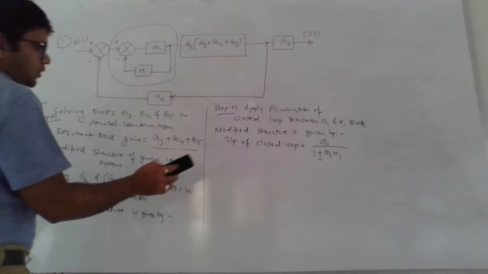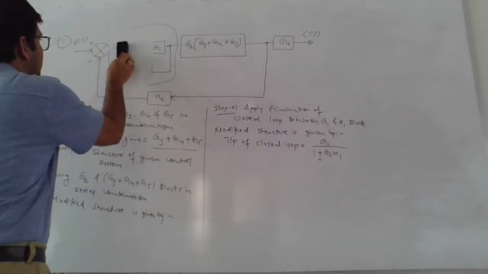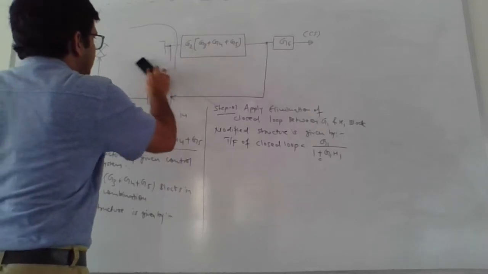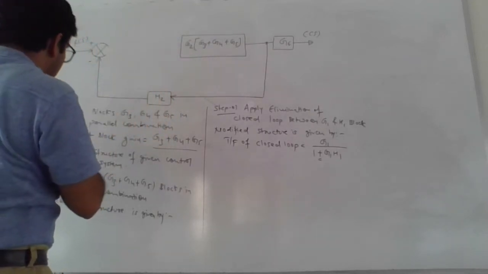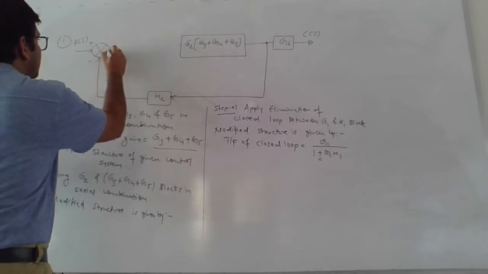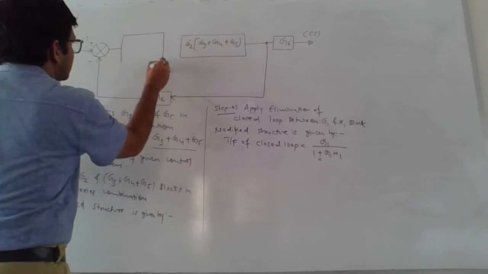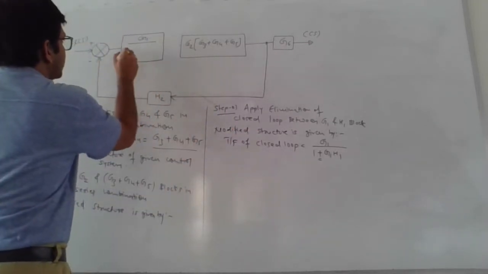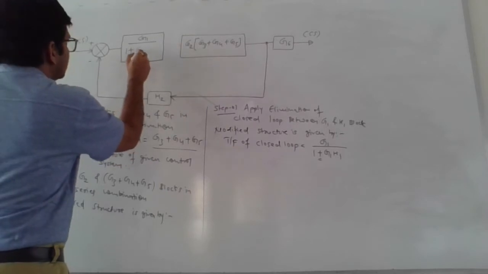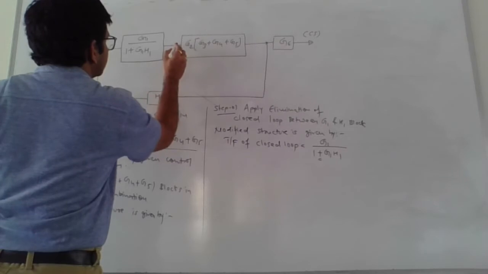So the modified structure you need to draw before this, below this line, but I am modifying in the same diagram itself. So like this. This is the summing point, and somewhere over here we are having a block of gain exactly equal to G1 whole divided by 1 plus G1 into H1. Rest of the thing is as it is.